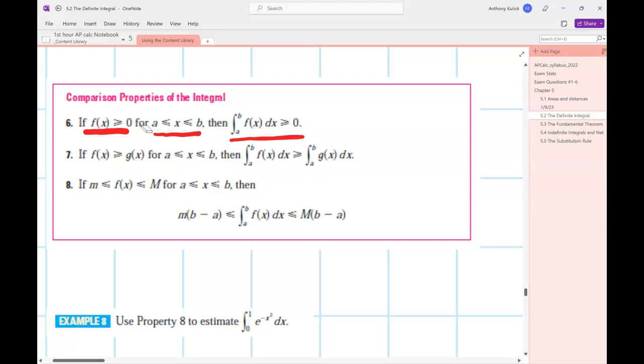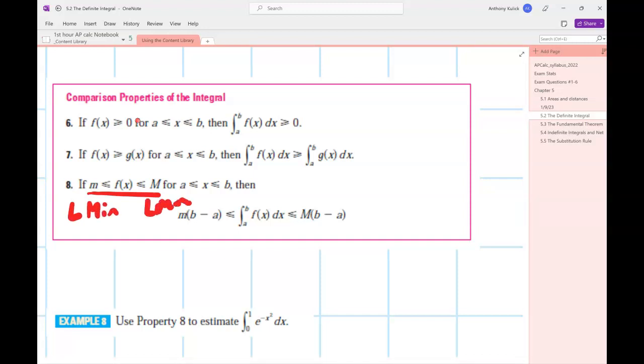And then we say that if f of x is bounded between small m and cap M, so that's like a local min and a local max, between the values a and b, then the lower bound for your integral has to be the rectangle formed using the local minimum, and the upper bound has to be a rectangle formed by using the local maximum.